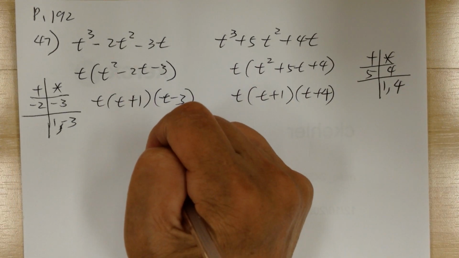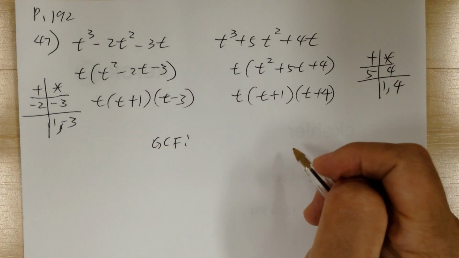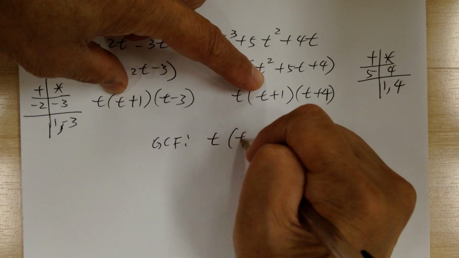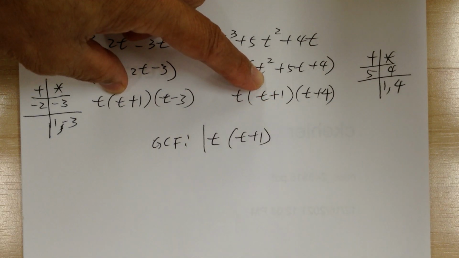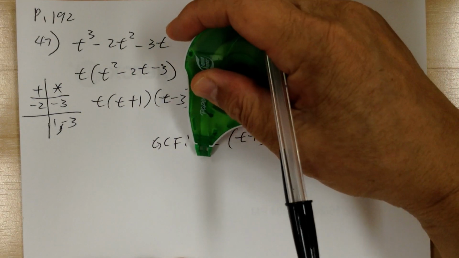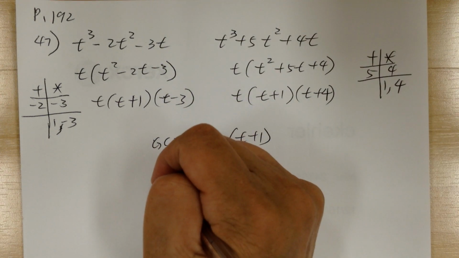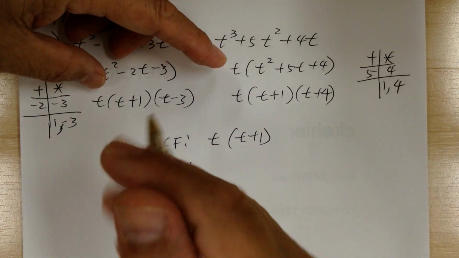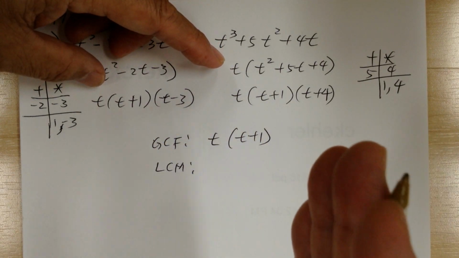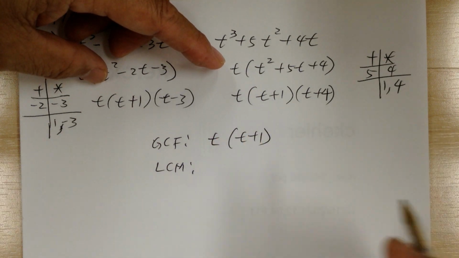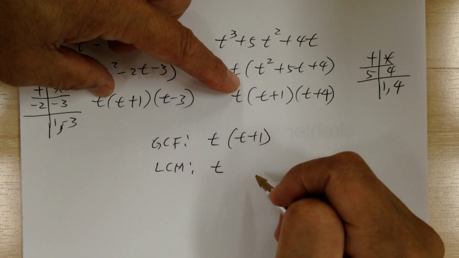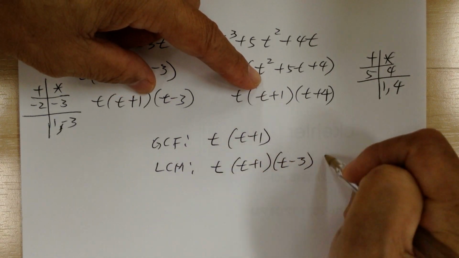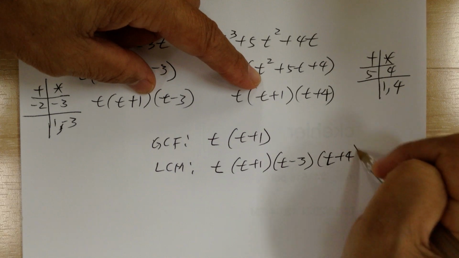Okay, so let's get the GCF. The greatest common factor is what they have in common. So you have the t, and you have the t plus 1. Now we have to do the LCM. LCM is to include everything. When these things get messy, you start with the number, then the alphabet, and the group. The alphabet is t. In the group, you need to get t plus 1, t minus 3, and t plus 4.